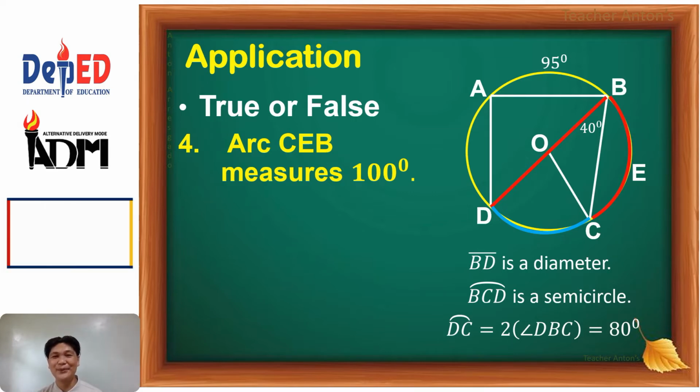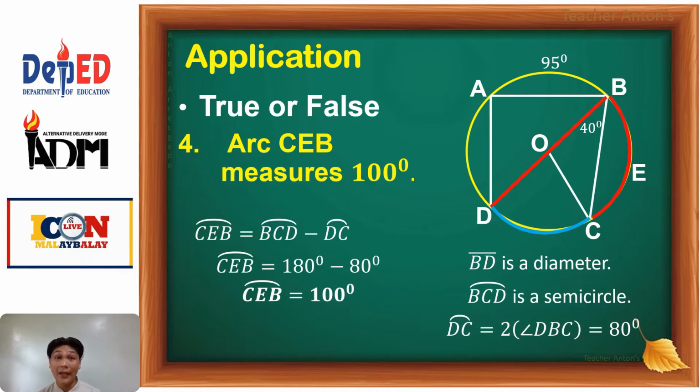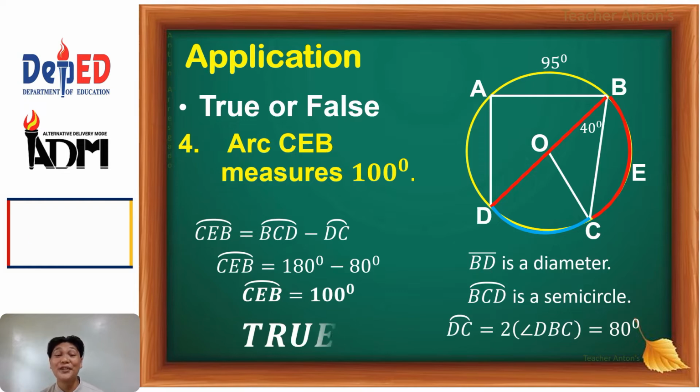Using theorem 2, the measure of the intercepted arc is twice the measure of its inscribed angle. So since the inscribed angle is 40 degrees, 2 times 40 degrees is 80 degrees. Now we can solve for the measure of the arc CEB. It's just equal to the whole semicircle BCD minus the arc DC, which is 80 degrees. So it's simply 180 minus 80 degrees, and arc CB is really 100 degrees. So statement number 4 is true.